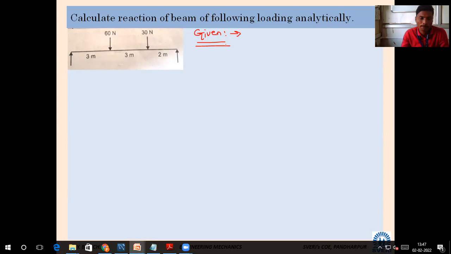Are you able to see the diagram? Yes, sir.